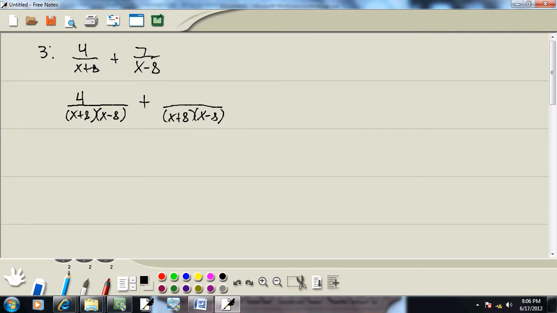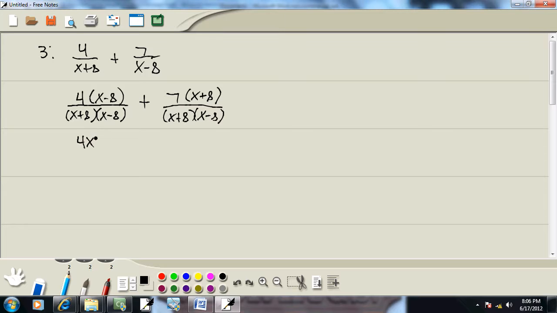Now our first fraction already had an x plus 8, and that's still there. But we got something new down there, an x minus 8 right beside it. So we're going to put an x minus 8 up on top. Basically, whatever new thing you put down below, you have to put up on top. Whatever you multiply by the bottom, you multiply by the top. Our second fraction, we had an x minus 8 there. That's still there, but the new thing is the x plus 8. So we're going to put an x plus 8 on top.